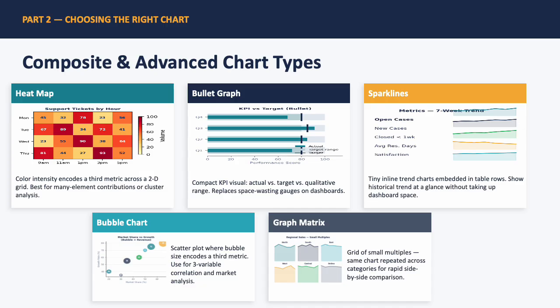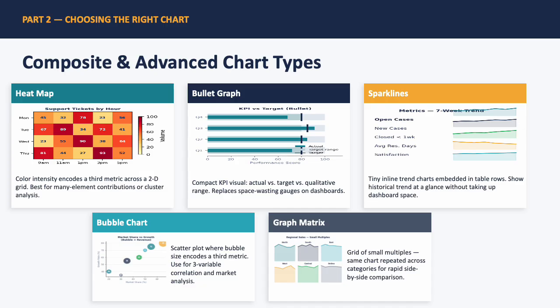The bullet graph is a compact, information-dense alternative to the gauge or speedometer chart. It shows the actual value, a target or a benchmark, and qualitative performance zones, all within a single horizontal bar. Bullet graphs are particularly valuable on dashboards because they convey the KPI performance in far less space than a gauge.